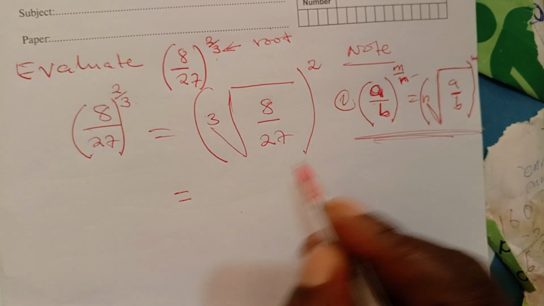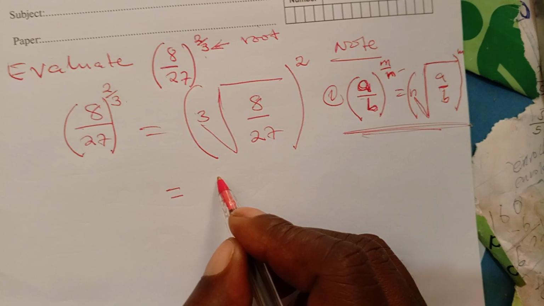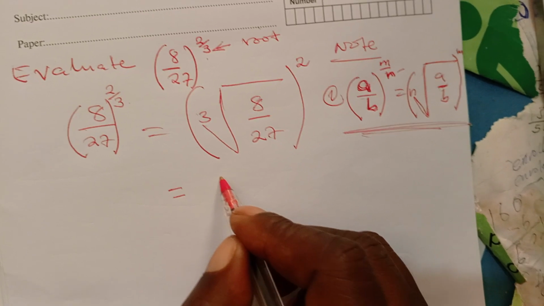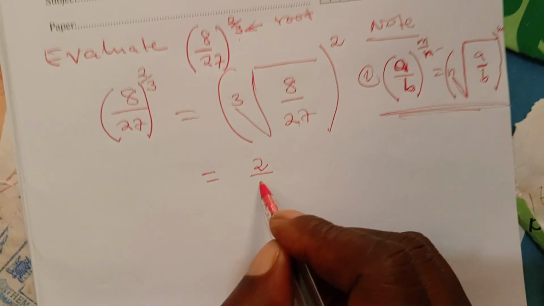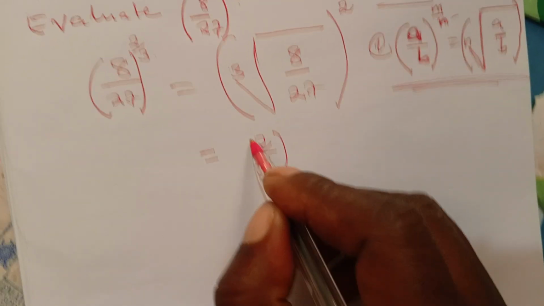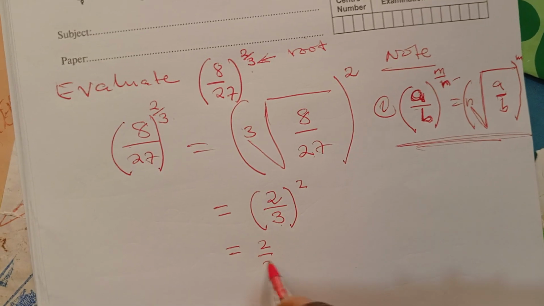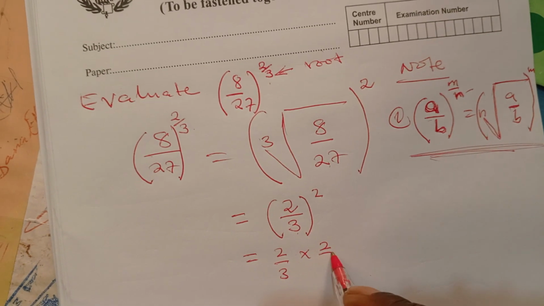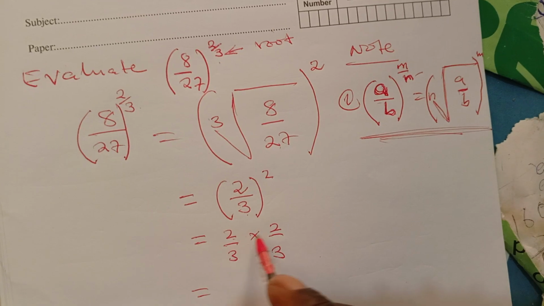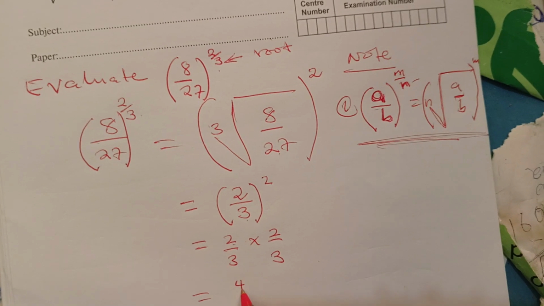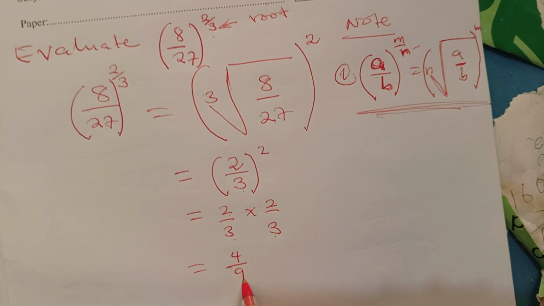You ask yourself, okay, what is the cube root of 8? So the cube root of 8 is 2, over the cube root of 27, which is 3, to the power 2. So this simply means 2 over 3 multiplied by 2 over 3. That's what it means. You agree with me that 2 times 2 is 4, and of course 3 times 3 is 9.